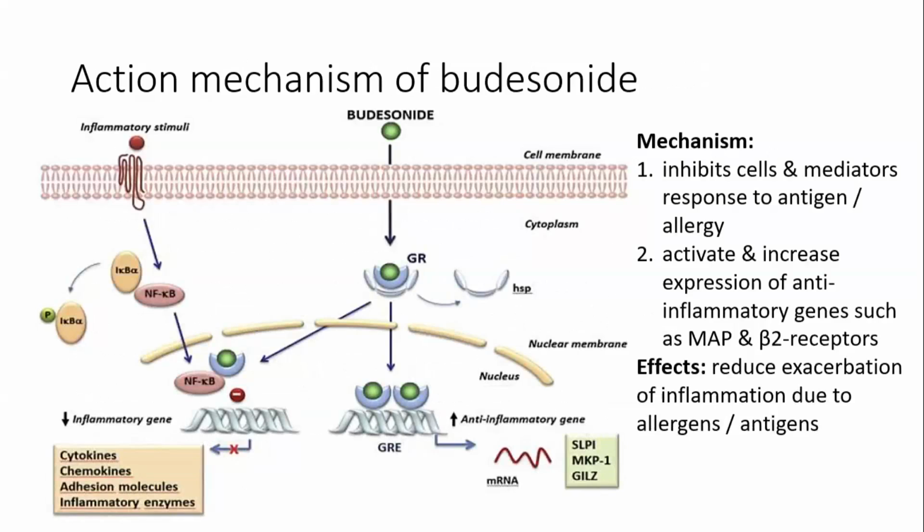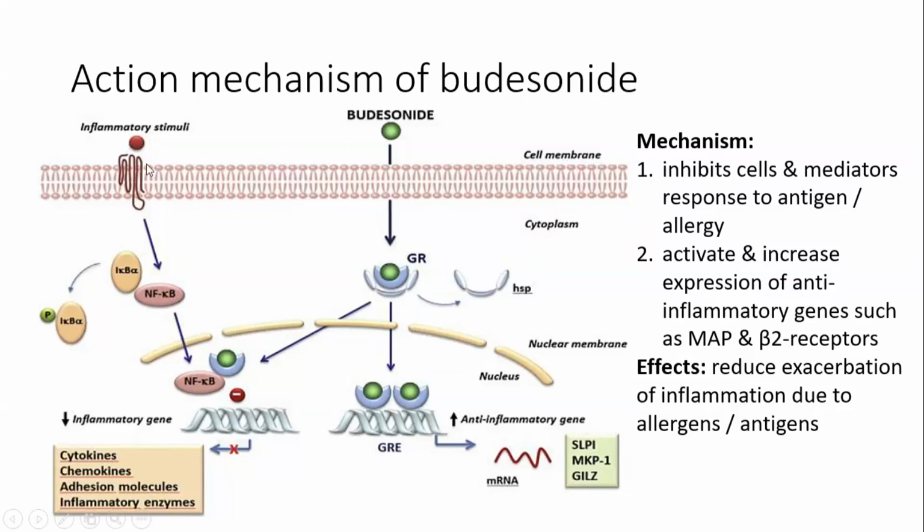Okay, this is the action of pycnite. So they inhibit cells and mediators that respond to antigen or allergy, activate and increase expression of anti-inflammatory genes such as MAP and beta-2 receptors, so reduce exacerbation of inflammation due to allergens, antigen. So pycnite ni lebih kepada reduce inflammation. So this has got nothing to do with the bronchodilation ataupun bronchoconstriction.